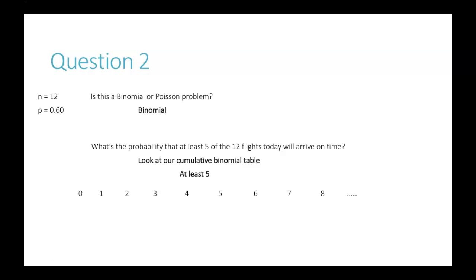So at least 5. If we draw a number line here from 0, which would go all the way up to 12, at least 5 means that group, that 5 or more. So we want to know the probability that all of those end up arriving on time. But it's going to take a while to add up all of those individual probabilities. So by using our cumulative binomial table, what we can do is we can take a look at the x equals 4 of that table. Because if we do that, that's going to give us the probability of 0 through 4.